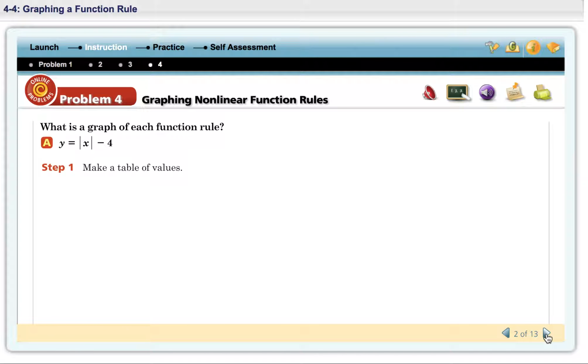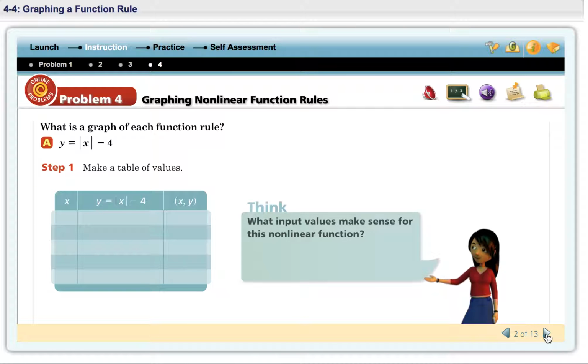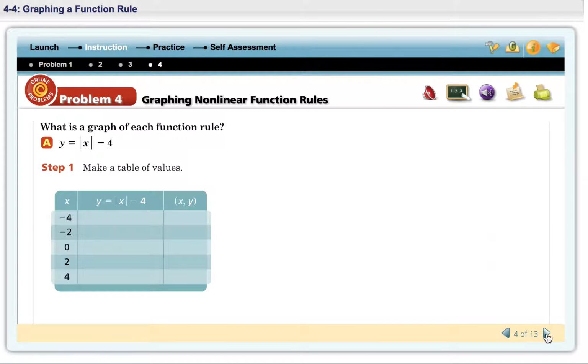Step 1. Make a table of values. What input values make sense for this nonlinear function? Include 0 as well as negative and positive values so that you can see how the graph changes. Write your input values in the table. Substitute each x value in the equation to find each corresponding y value.